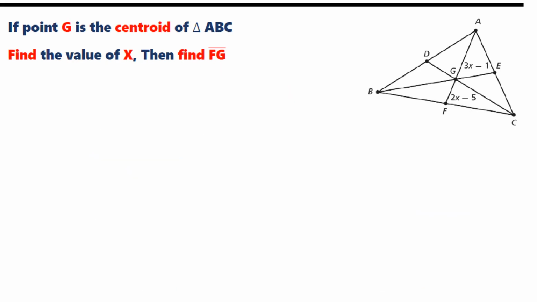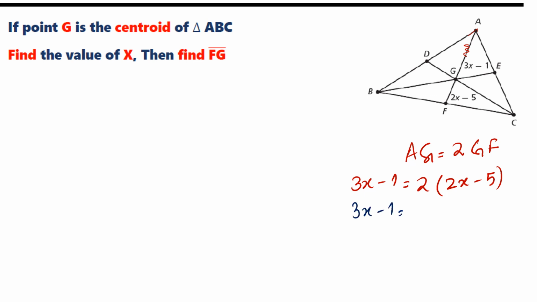In order to solve a triangle, it is important that you build the relationship. So what is the relationship between the lines which are given to us? So you can say that the AG, because AG is coming from the vertex, is 2 times GF. Once it is done, then replace AG by 3x minus 1 and 2 times GF is 2 times 2x minus 5. Be careful while writing the expressions. Now, we will write 3x minus 1 as it is. Open the bracket. 2 times 2x is 4x. 2 times negative 5 is negative 10.